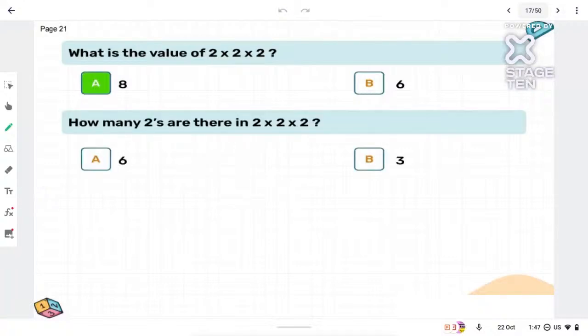Now I want you guys to tell me how many 2's are there in 2 into 2 into 2. How many 2's can you see? Can you count and tell me? This is an easy question. You can do this on your own, right? There's nothing to be worried about. So tell me, how many 2's are present in this problem? 2 into 2 into 2. How many 2's are there?